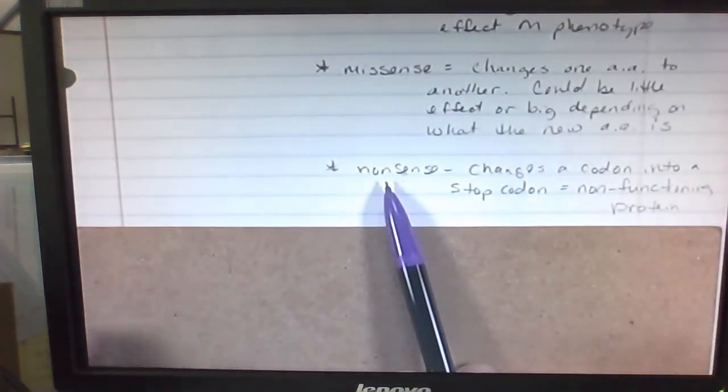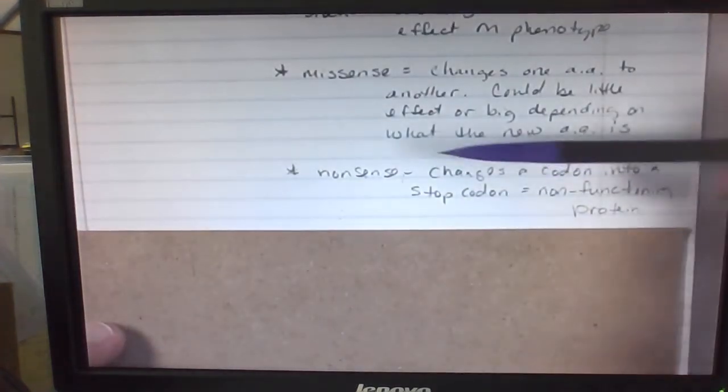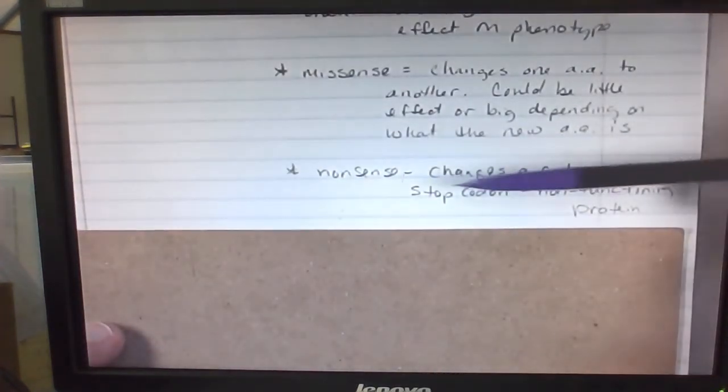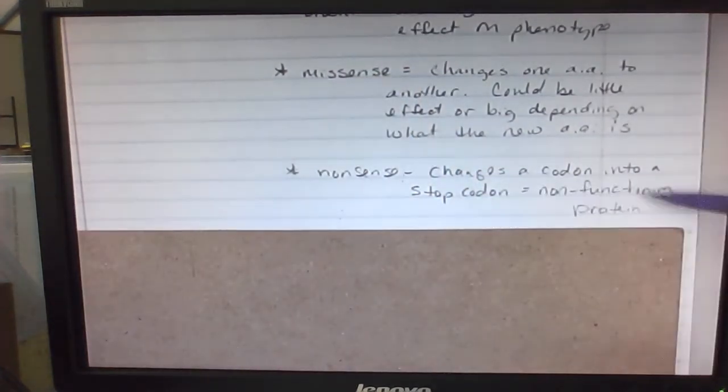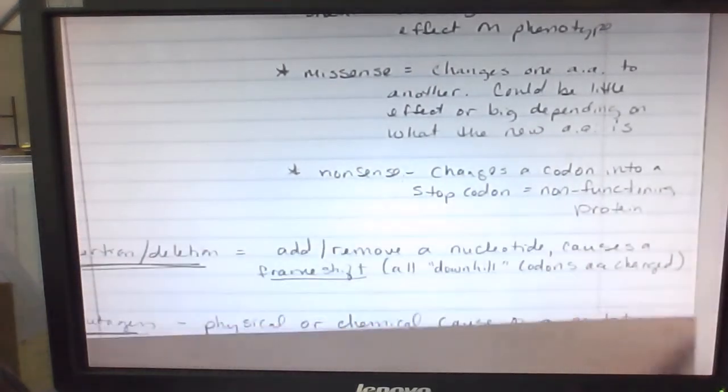A point mutation that's a nonsense mutation is going to change a codon into the stop codon. And that means it's going to stop making that protein early, and you have a protein that's not going to do its job, a non-functioning protein.